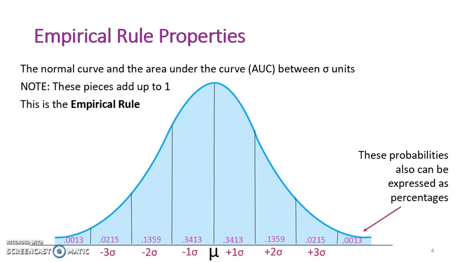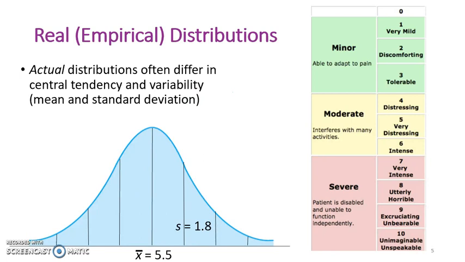In other words, 34.13% of the scores are between the mean and 1 standard deviation above the mean. Another way to think about it is, there's a 34.13% chance that a randomly selected score from a normal distribution will fall between the mean and 1 standard deviation above the mean. So that's for the standard normal distribution.